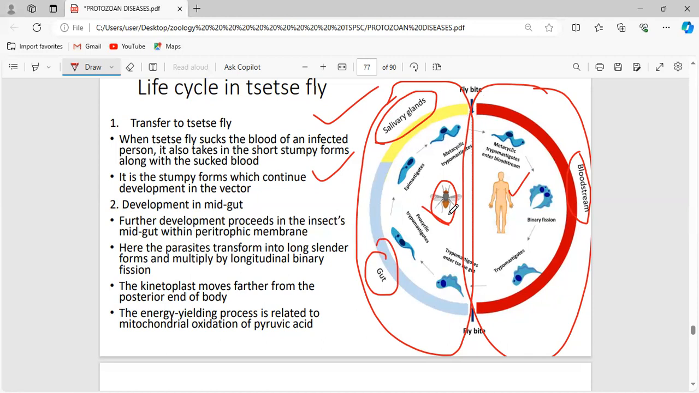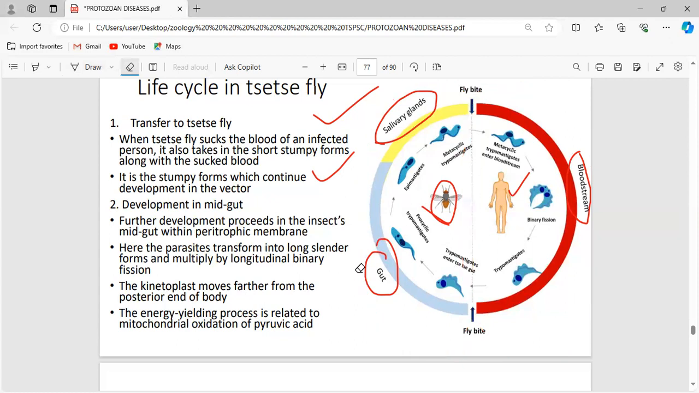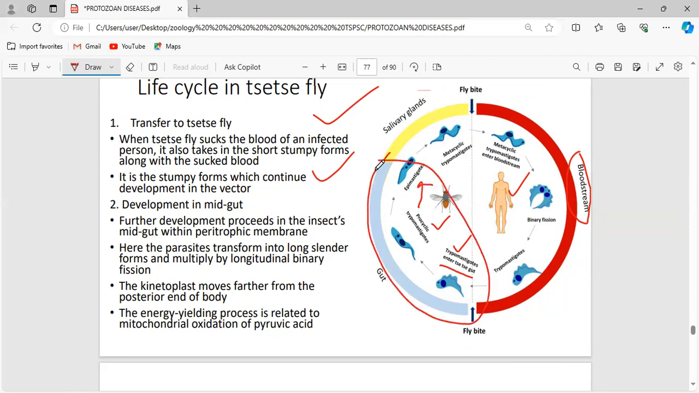So we start from this tsetse fly. After the tsetse fly bites the reservoir host, it takes the parasite into its body. And what is the form present in the midgut of the tsetse fly? Trypomastigotes enter the tsetse gut. What is the form? Trypomastigote. And this trypomastigote is converted to the procyclic trypomastigotes. Okay. And these procyclic trypomastigotes will be converted to epimastigotes. And these three things happen in the gut of the tsetse fly.